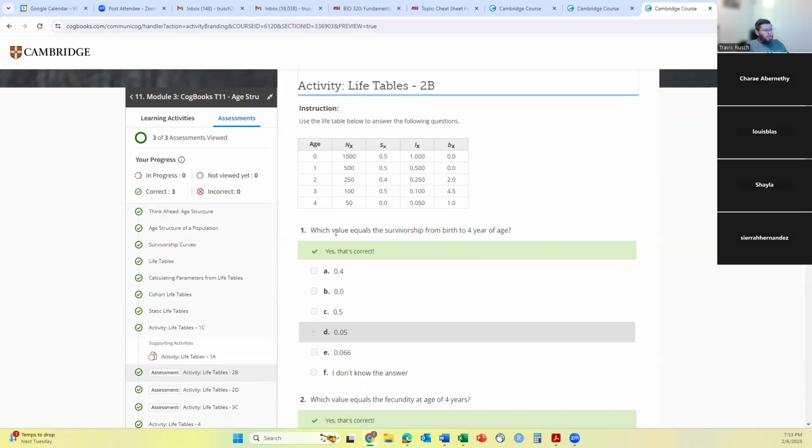This first one, so which value equals survivorship from birth to 4 years of age? So if we're saying survivorship from birth to a certain age, what variable are we talking about? SX. That would be survival rate from one age category to the next immediate age category. So from like 0 to 1, 1 to 2, 2 to 3. Survivorship is going to be L of X.